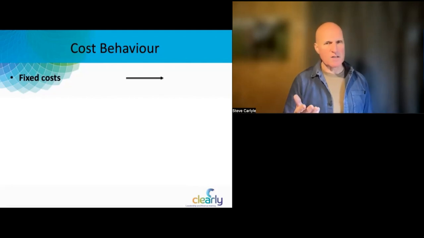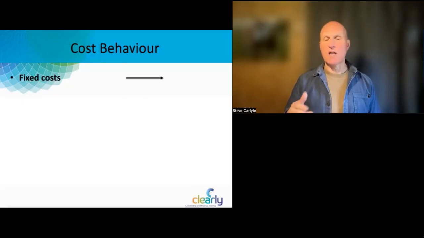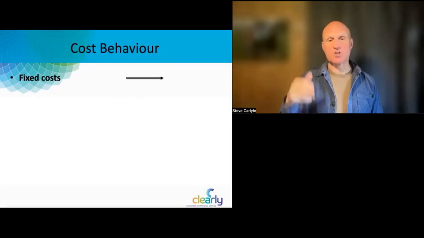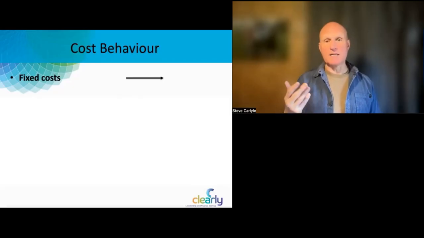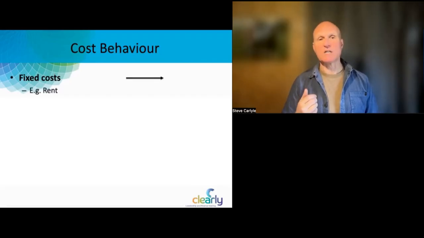So what sort of thing am I thinking about in the coffee shop? Well, the rent won't change. The level of rent that we pay will not change. The business rates we pay won't change. The lighting cost won't change. If you've got a light bulb, then that will light the shop, whether you've got 10 people in, 20 people, 50 people. Those costs are fixed costs. Okay, so they're fixed costs, they don't change.